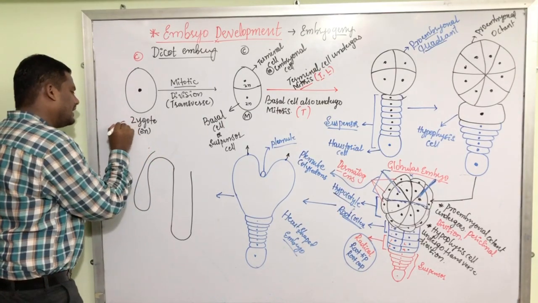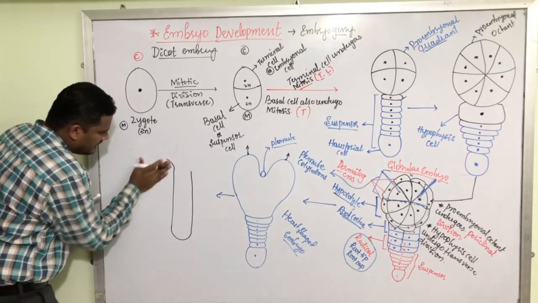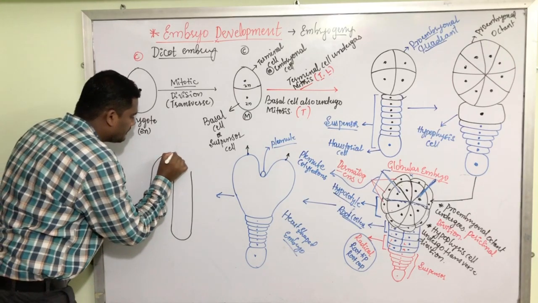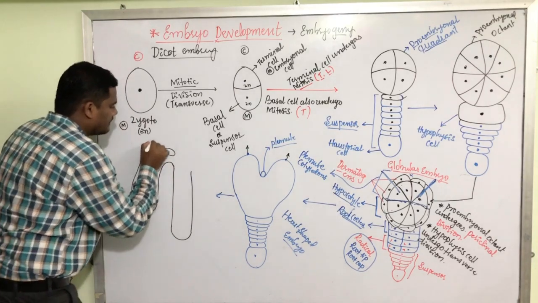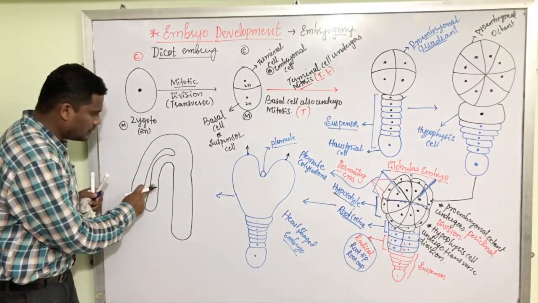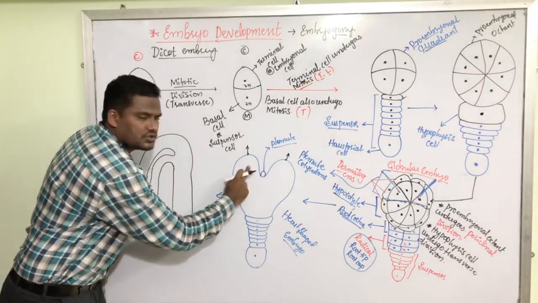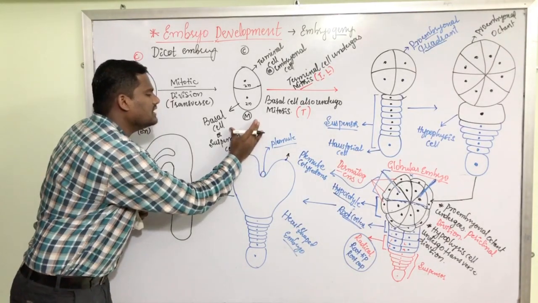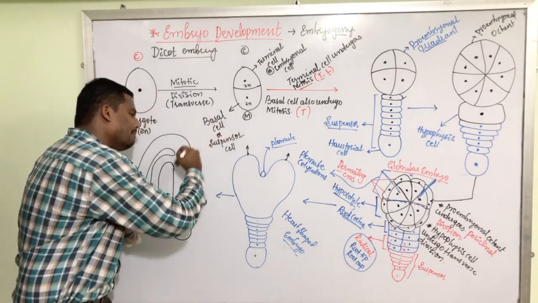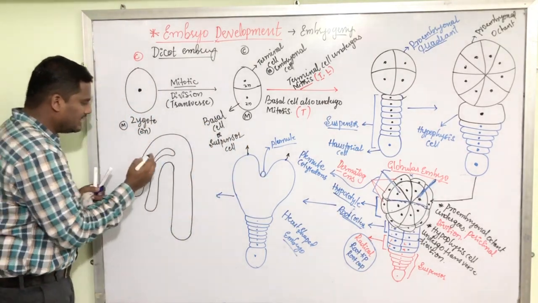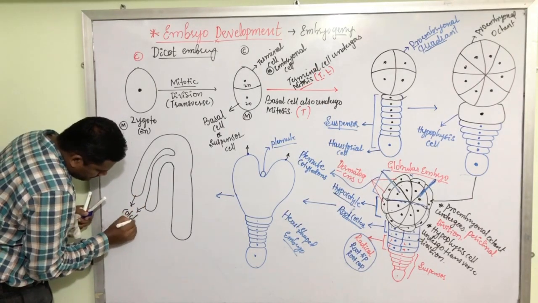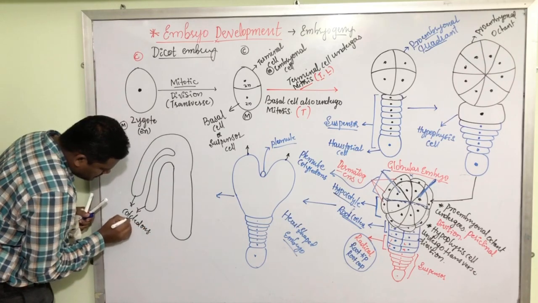Let us shift this micropylar end here. They bend like this. These two are the two cotyledons. They grow like this, and there is less space in the embryo sac. Due to the less space, they get bent towards one side. Here, these two are the cotyledons.